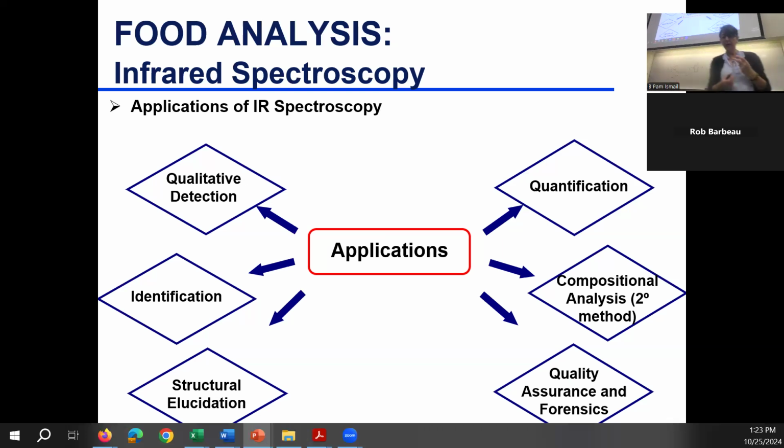We can do quantification. It's very commonly used as a rapid method of analysis, compositional analysis. And we'll talk about that. And we can use it as quality assurance.